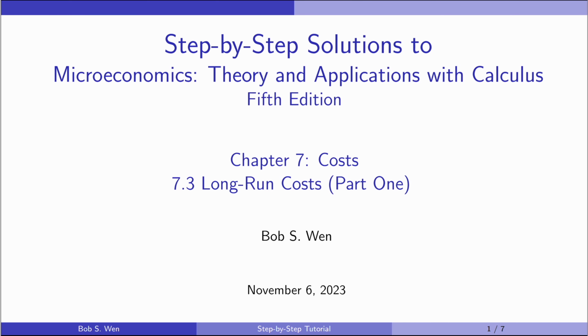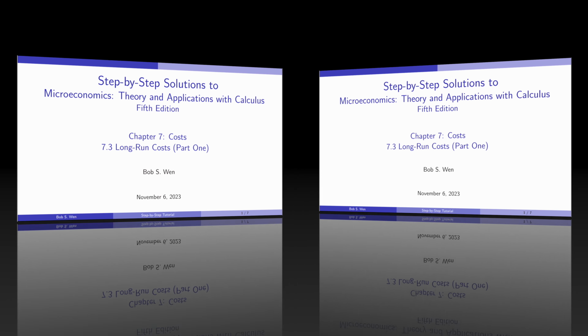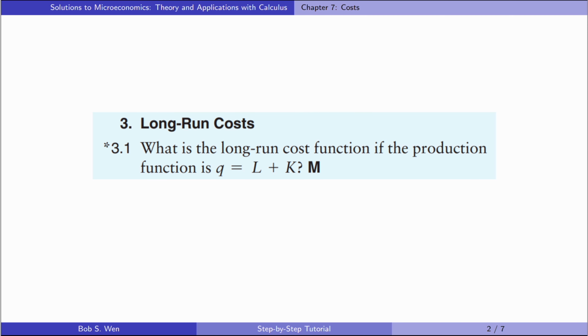Let's get started. Here is exercise 3.1. The production function is linear for perfect substitute inputs. What is the long-run cost function?